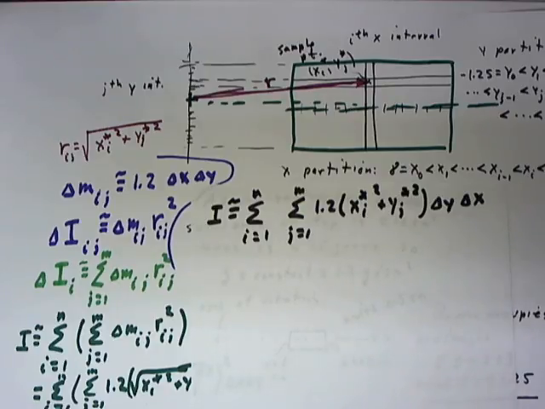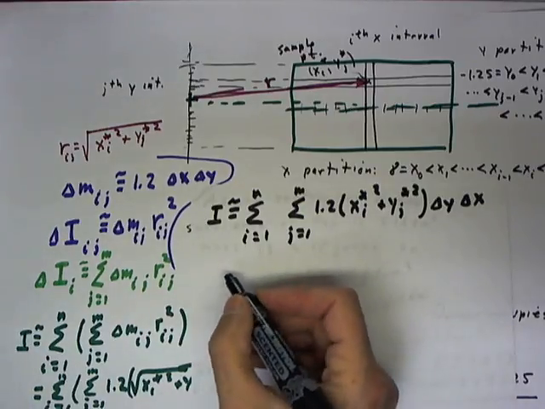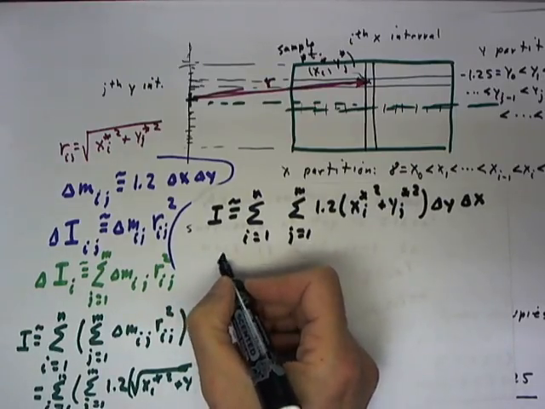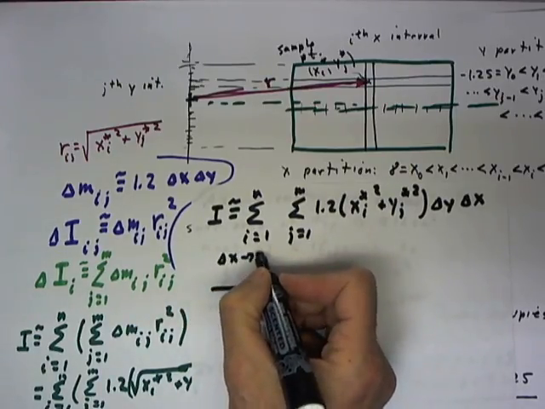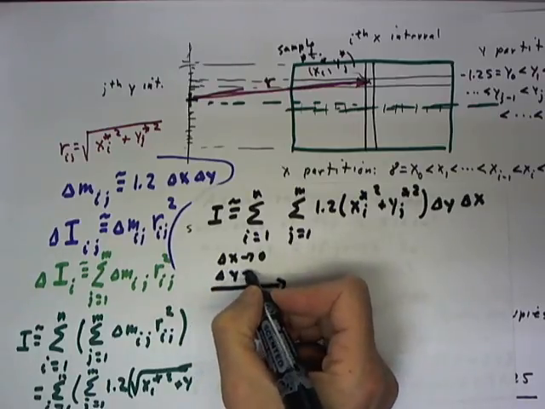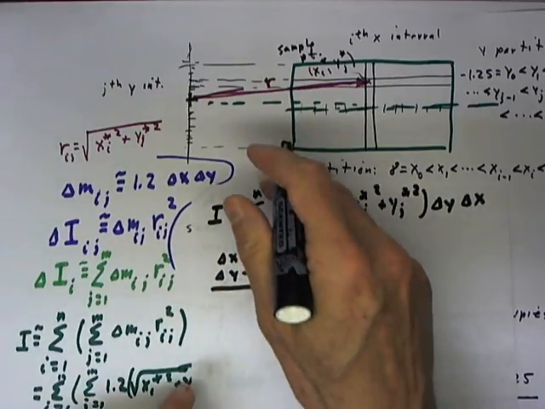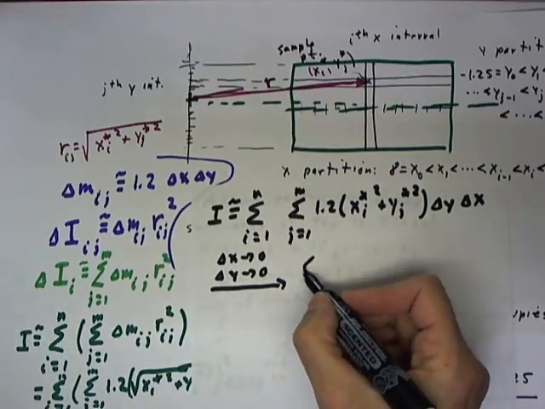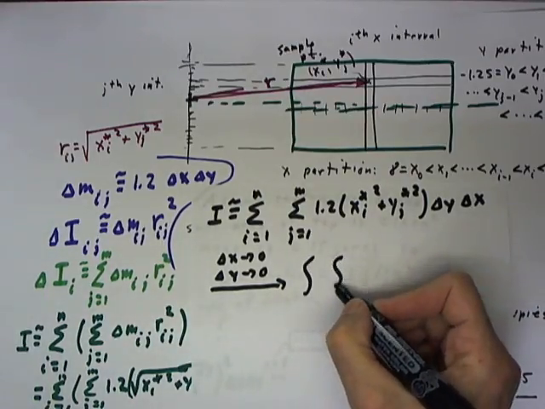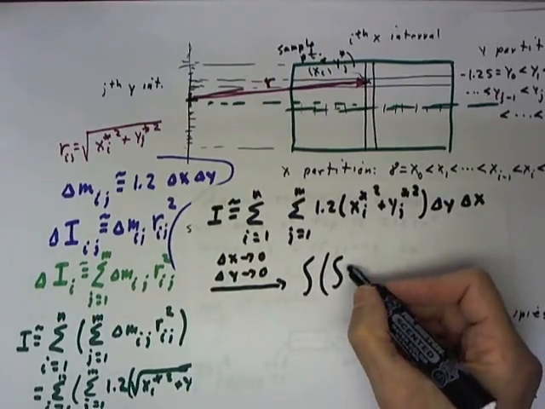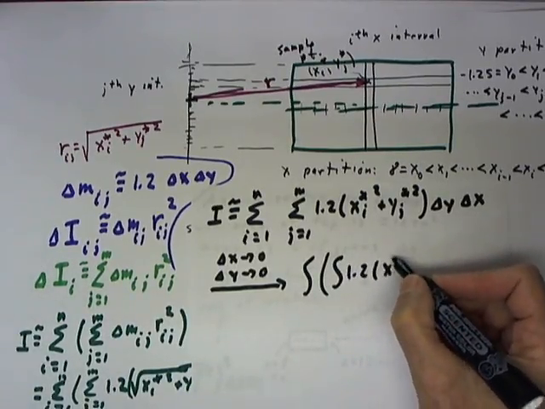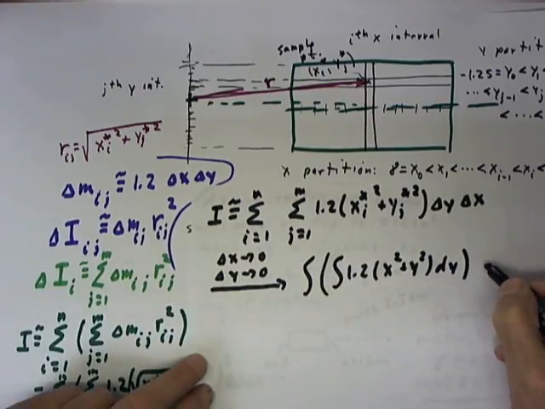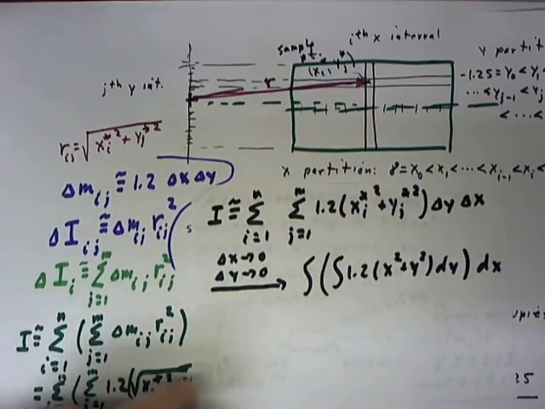And now, without a lot of further discussion, I'm just going to say that this approaches, as delta x approaches 0 and delta y approaches 0, so that n approaches infinity and m approaches infinity, the integral of an integral of 1.2 times x squared plus y squared dy dx.